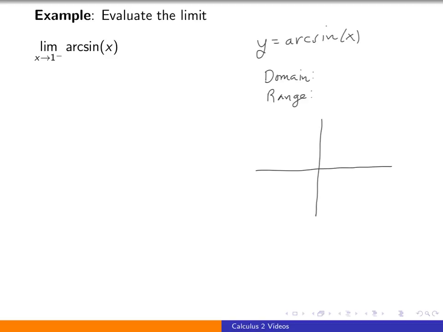In this video, we will investigate several more examples with the inverse trig functions. So the first of which is the limit, and then we'll move on to some integration. So we would like to determine what is the limit as we approach 1 from the left of arcsine.